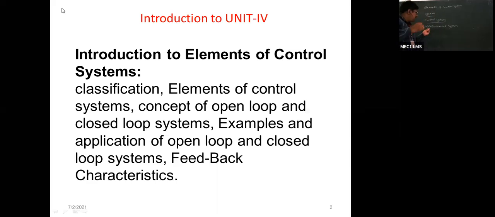And a measurement system means, for example, from a system we are getting the output. That output variable, which is a measurable physical variable, we can measure, and then we call it a measurement system. With the help of the block diagram, I will explain clearly so that you can get a clear idea about that.